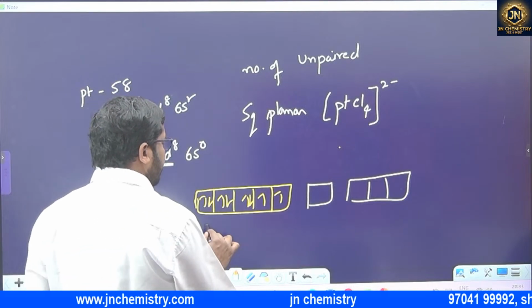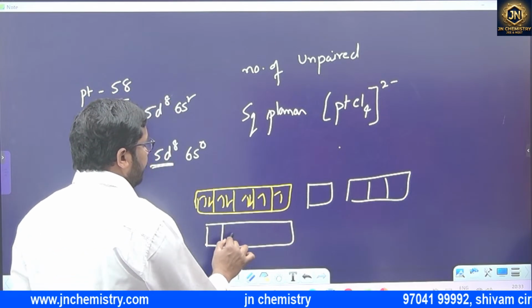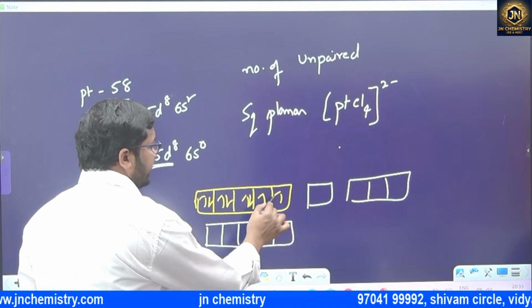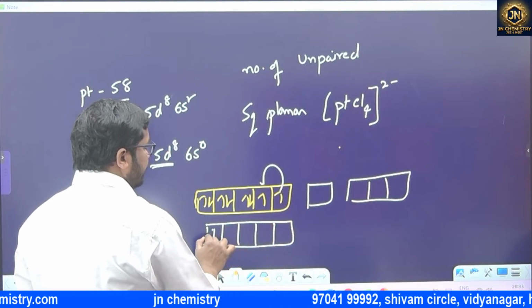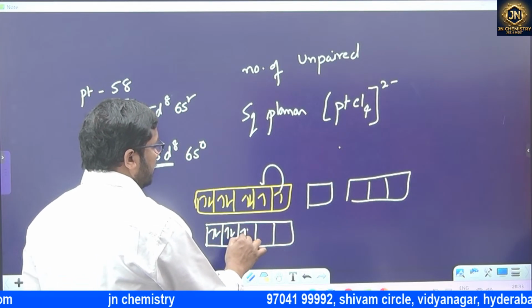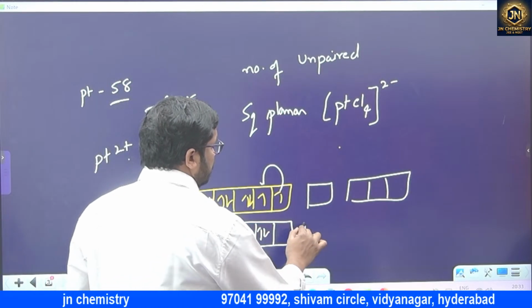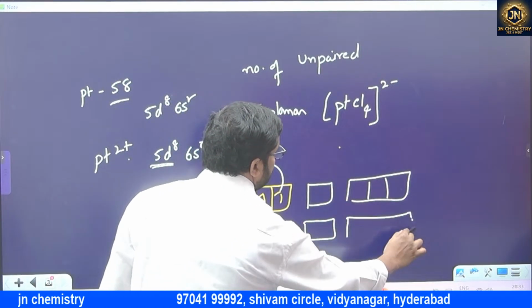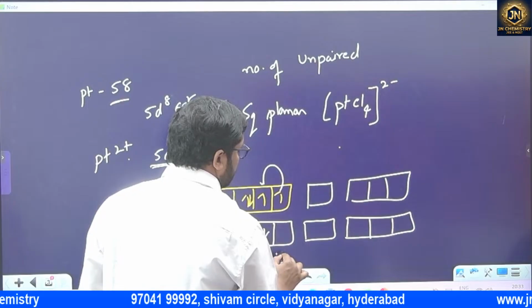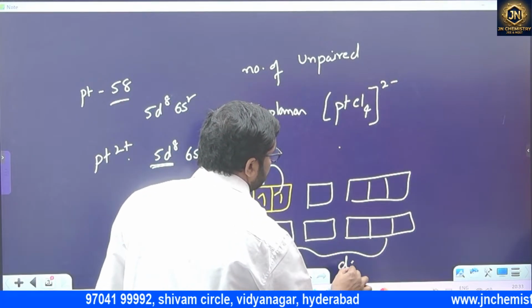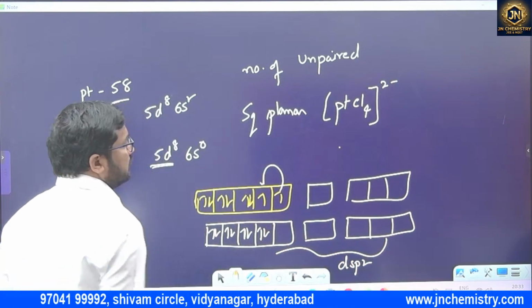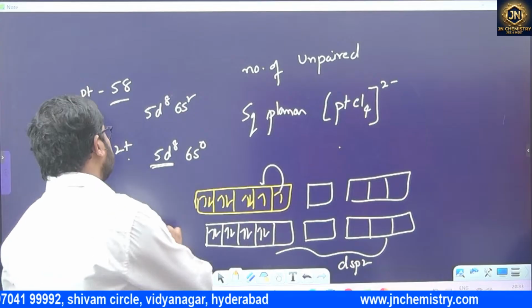But what is exactly happening is that in VBT a lot of exceptions are there. This is an exceptional case. dsp2, no unpaired electrons. Exception.